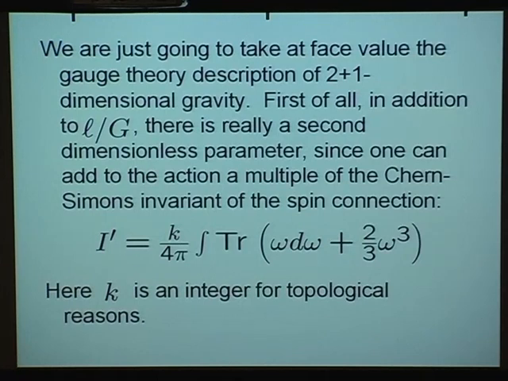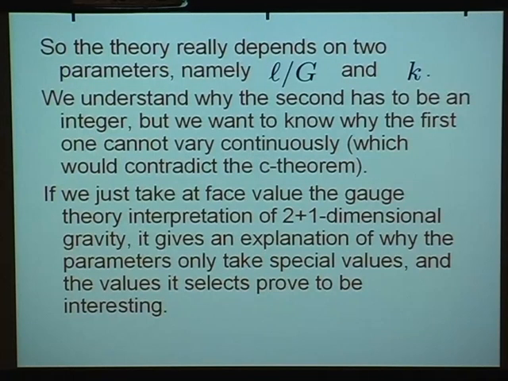We're just going to take at face value the gauge theory description of pure three-dimensional gravity, even though I told you we couldn't trust it for all purposes. So, first of all, in addition to L over G, there's really a second dimensionless parameter, since you can add to the action a multiple of the Chern-Simons invariant of the spin connection. And here, this is just a conventional Chern-Simons interaction, so K is quantized for topological reasons. This was pointed out by, I think, Deser and Jackiw roughly 25 years ago. The theory depends on two parameters, L over G and K. We understand why the second is quantized, and we'd like to know why the first is quantized. And we're going to get them both the same way by interpreting them both as Chern-Simons invariants. If we take the gauge theory description literally, that'll give us an explanation of why the parameters only take special values.